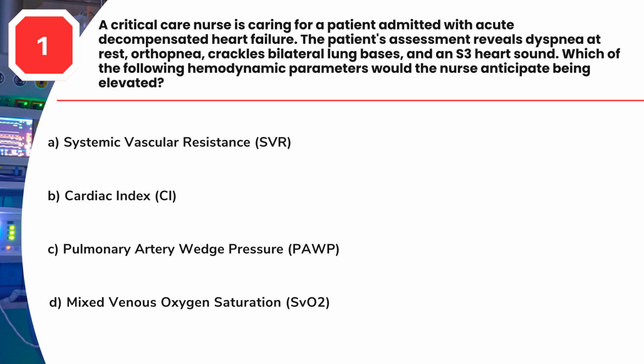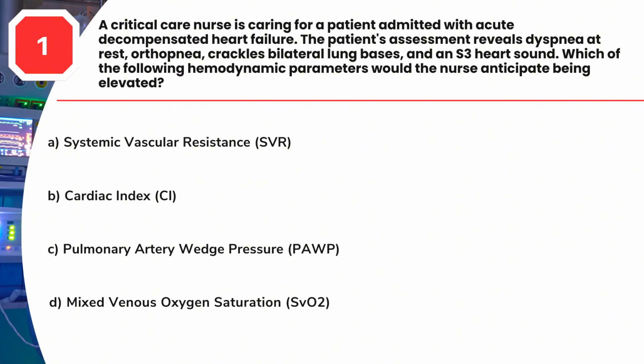Question 1. A critical care nurse is caring for a patient admitted with acute decompensated heart failure. The patient's assessment reveals dyspnea at rest, orthopnea, crackles at the bilateral lung bases, and an S3 heart sound. Which of the following hemodynamic parameters would the nurse anticipate being elevated?